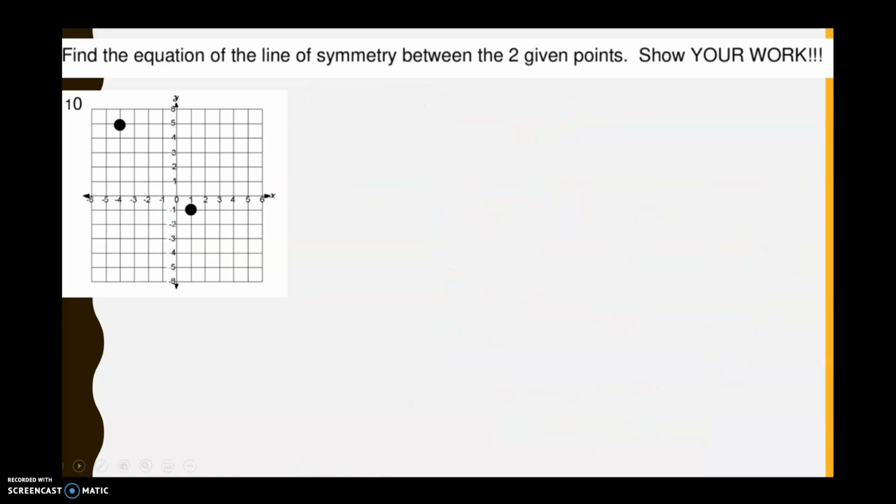And number 10, same idea. I have the points of negative 4, 5, and 1, negative 1. First thing I want to do is figure out what the slope is of this line, so I can use the opposite reciprocal to figure out the slope of my line of symmetry. So my slope here, negative 1 minus 5 over 1 minus negative 4, double negative becomes positive, so I get negative 6 over 5, which means the slope that I want to use, opposite reciprocal, is going to be positive 5 over 6.